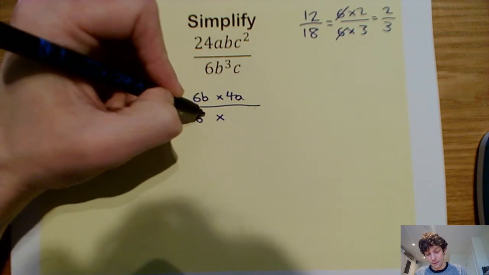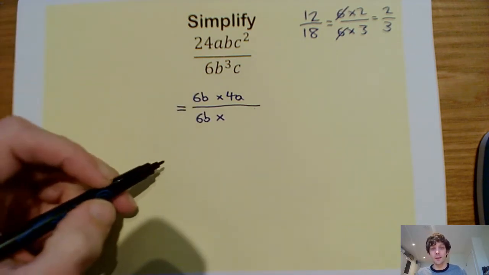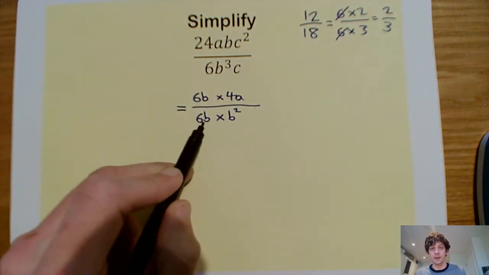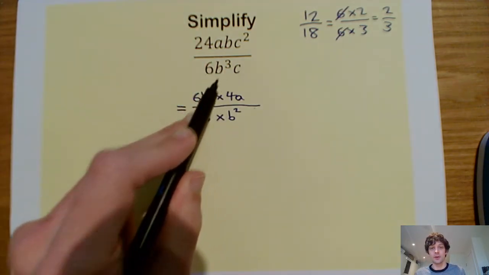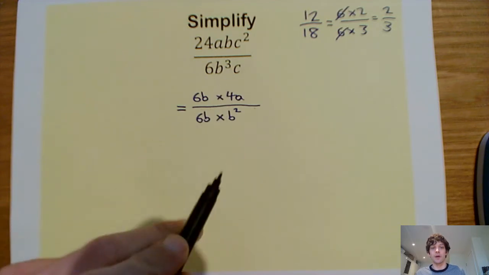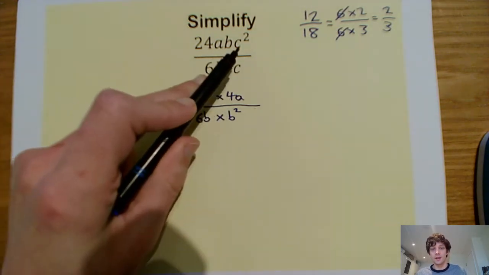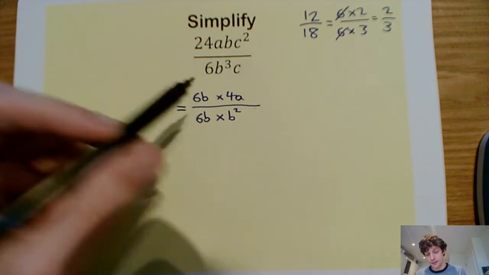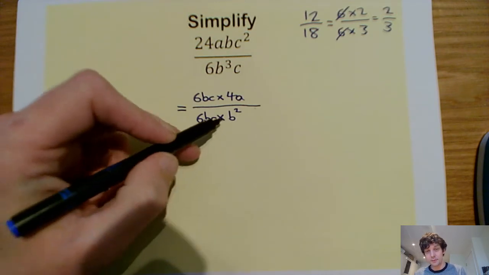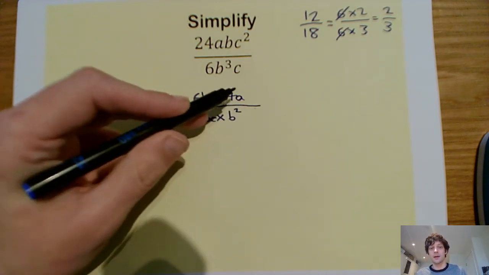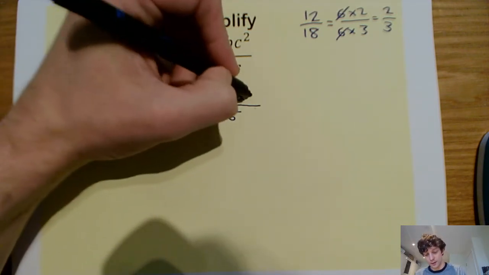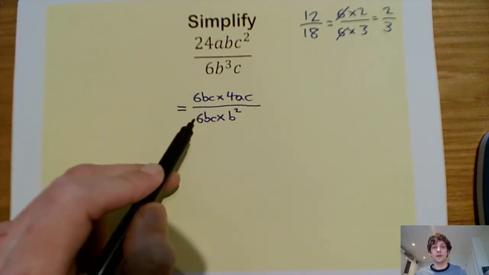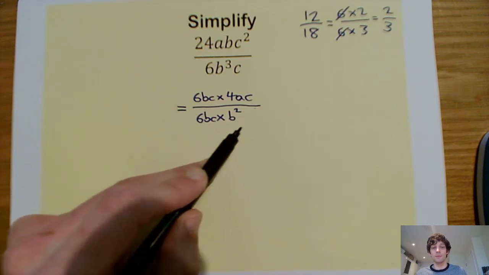So I can have a b on my numerator and denominator. But then I also need b squared in here because my denominator needs to have b cubed. So b times b squared gives me that b cubed. And finally for the c's, I've got a c squared on my numerator and a c on my denominator. So I can take out one lot of c. I don't need any more c's in my denominator, but my numerator, to get c squared, needs an extra c. So I've got 6bc times 4ac divided by 6bc times b squared.